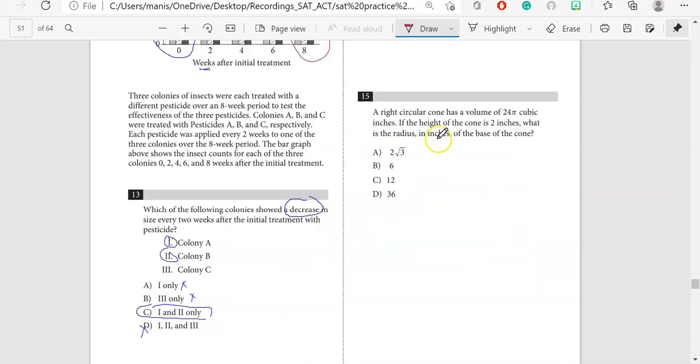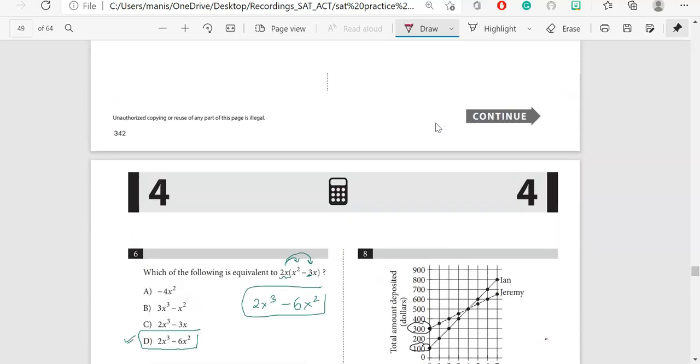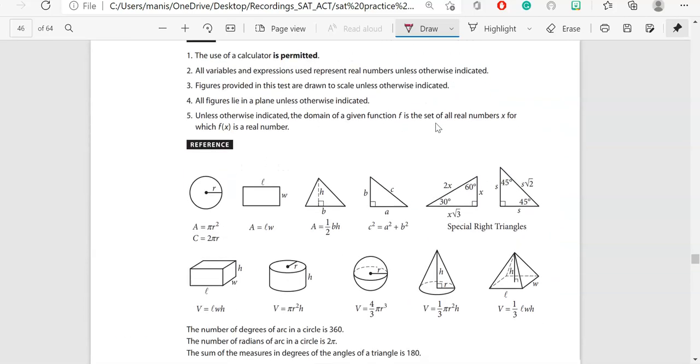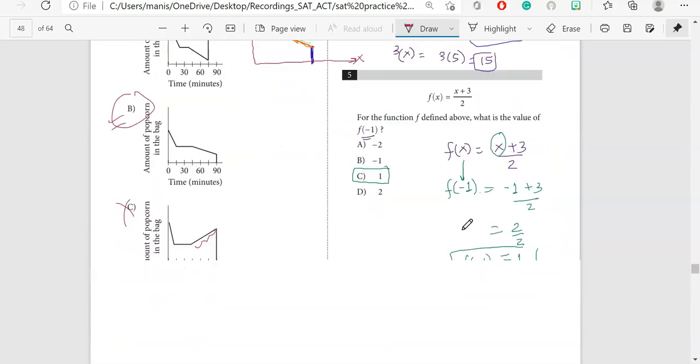Question number 15. A right circular cone has a volume of 24 pi. Now to do this question, what I need is the volume formula of a right circular cone. You remember at the beginning of this session I told you there are some formulas given to us. So let's check, do we have any formula for a right circular cone? Yes, this is your right circular cone, and the formula for the volume is 1 over 3 pi r square h. So I will apply this formula to this question.